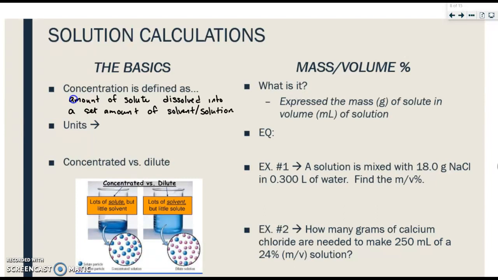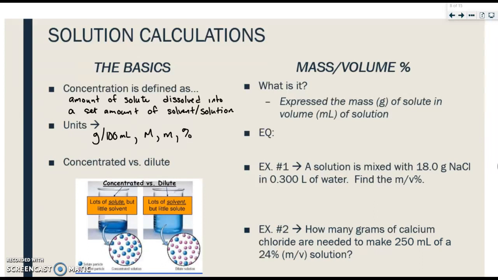Units for concentration depend on what we're actually calculating. So maybe it's grams per 100 milliliters. Maybe it's molarity, which we'll talk about. Maybe it's molality. Maybe it's a certain type of percent. And we'll cover all of these in the next few slides. Something that is concentrated versus something that is dilute is explained in the bottom picture there. Something concentrated has a lot of solute, but less solvent. And something that is diluted has a lot of solvent, but very little solute.